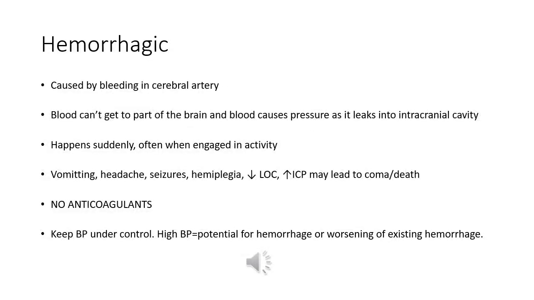So the other type of stroke that's non-ischemic would be a hemorrhagic stroke. And so this is caused by bleeding in the cerebral artery. So again, the pathophysiology is just that blood can't get to the part of the brain because the blood's leaking out of the aneurysm or the place that has developed where the hemorrhage is occurring. But it also means that as blood pools inside or around the brain, it puts pressure on the brain, and it leads to increased intracranial pressure. And so that also leads to a decrease in blood flow.